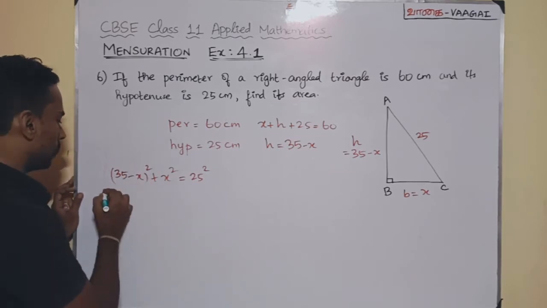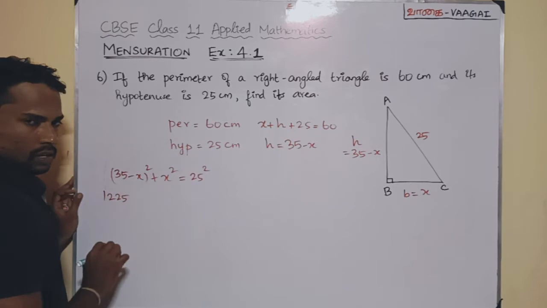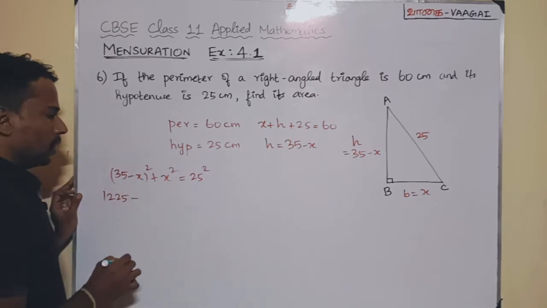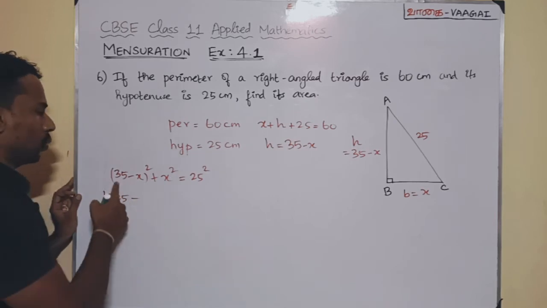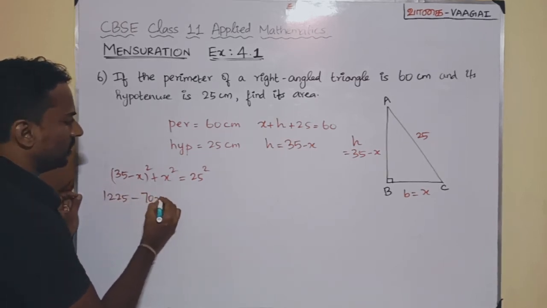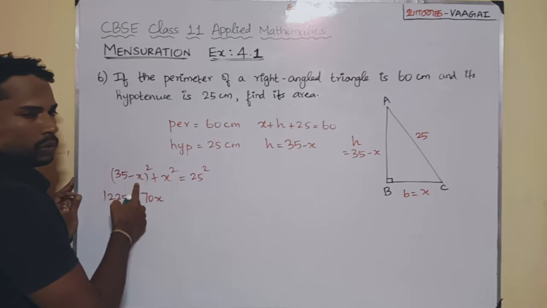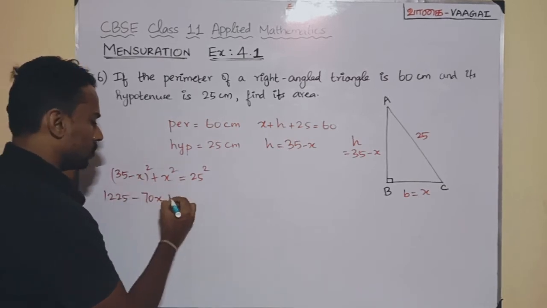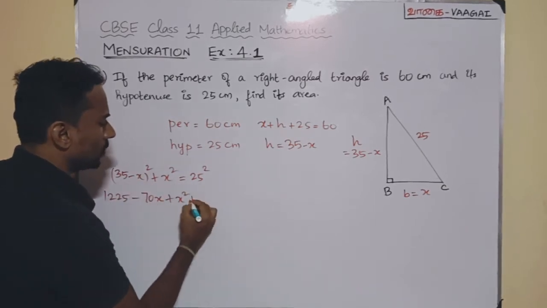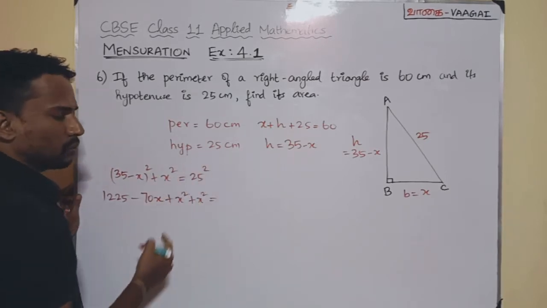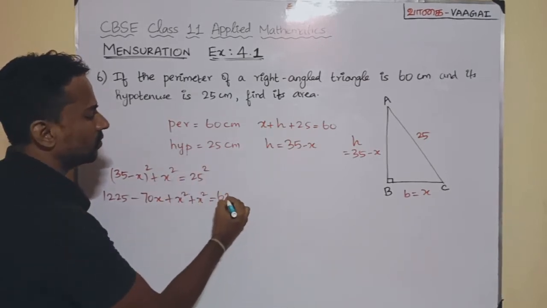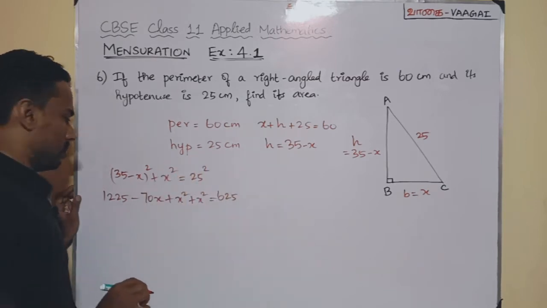35 square will be 1225, minus 2 into 35 into x, because it is minus 2ab. So 2 into 35 into x will be minus 70x, plus b square, that means plus this x square. So I will be getting plus x square, again a plus x square is equal to, now see the right hand side. Right hand side I have 25 square. 25 square is nothing but 625. Is it or not? Yes.